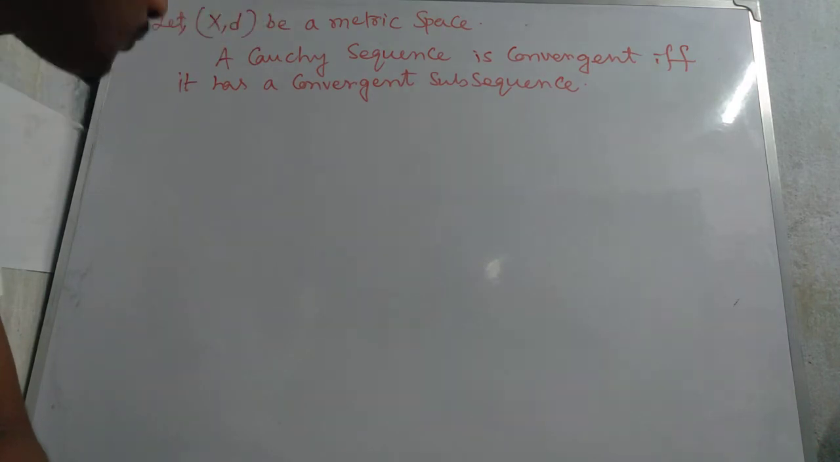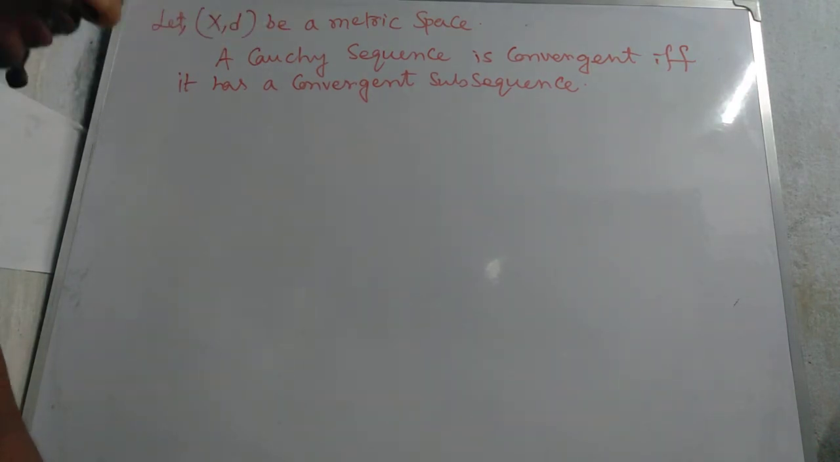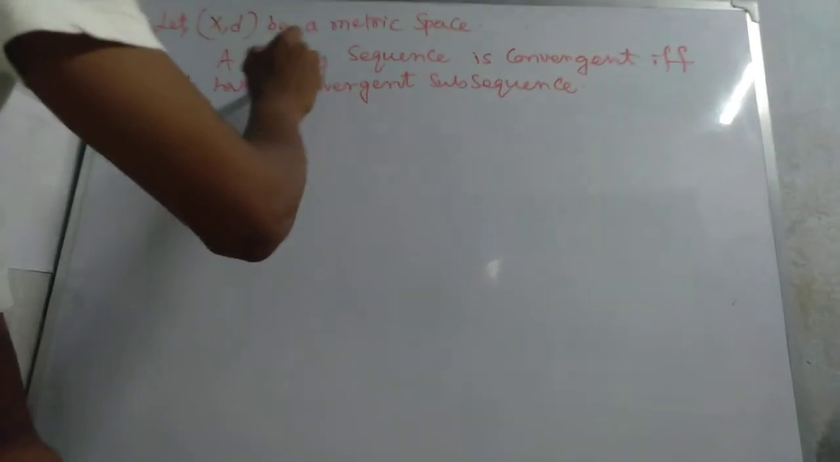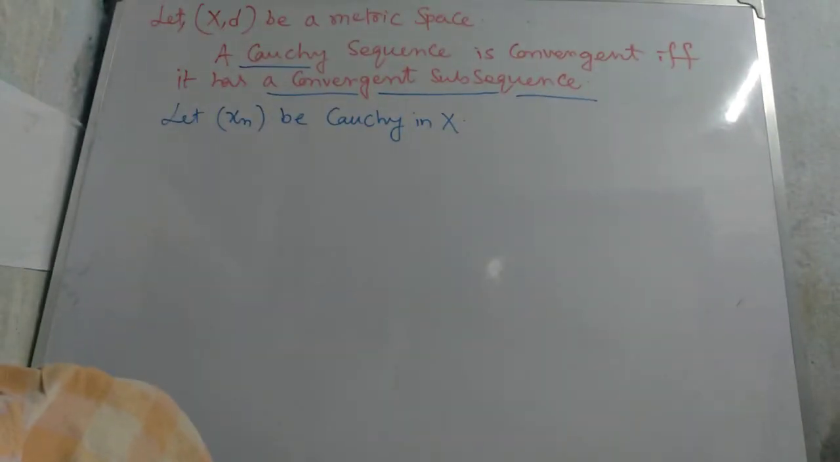Then we have to prove that this one is convergent. That means a Cauchy sequence with a convergent subsequence is a convergent sequence. Okay, how do we prove it? We first let xn be Cauchy in X.